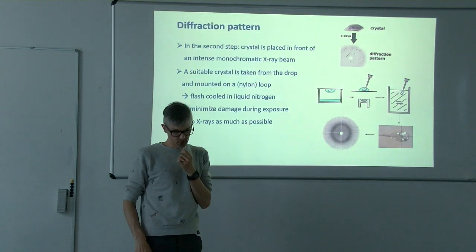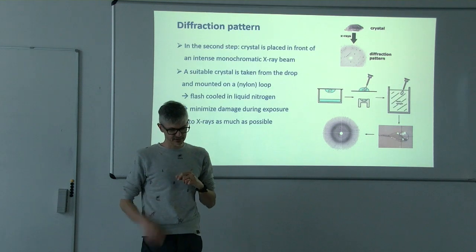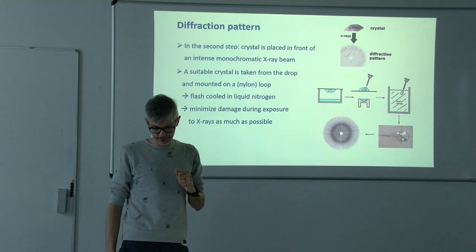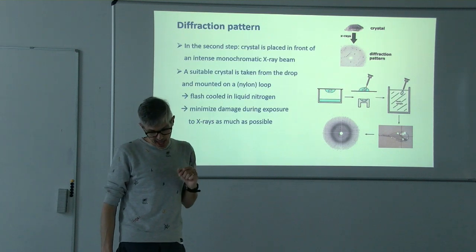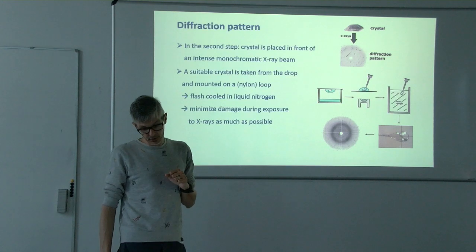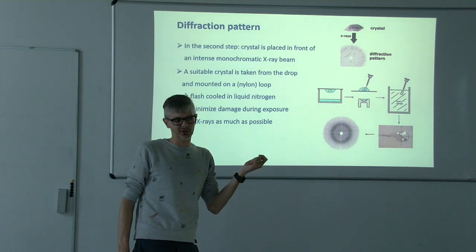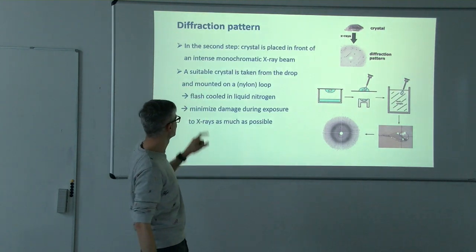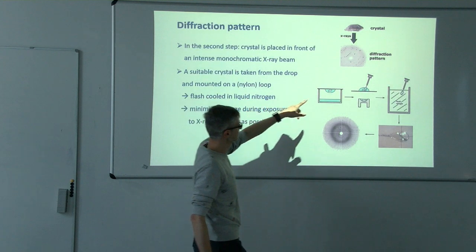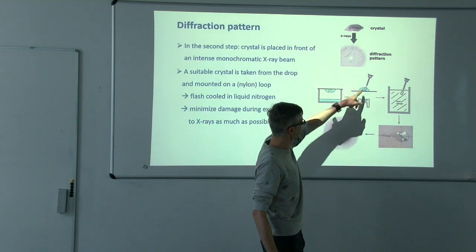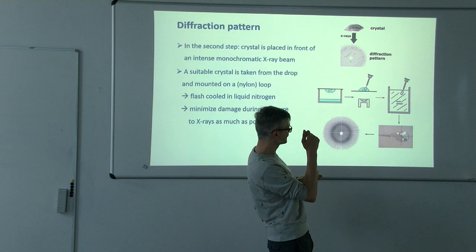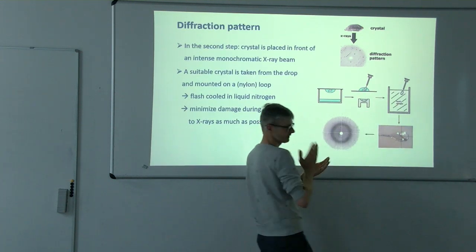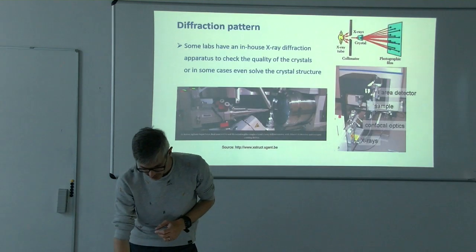And then you can take your crystal and measure it, so fire X-rays at it. Of course, you don't want to shoot and just break them. Let's say you want to try to protect them, so that you can collect as much data as possible. And for that, you flash cool them in liquid nitrogen. You just grab your crystal in a really, really small loop, and then flash cool it in liquid nitrogen. Then you place it here, and then fire the X-rays and collect the data.